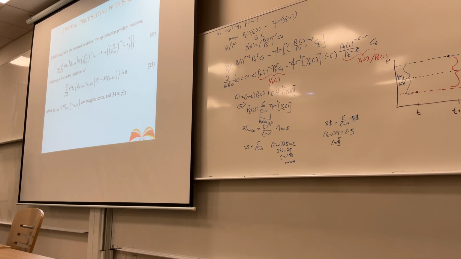Okay, so we can substitute in the demand function like we did for the flexible price case. So we have our price times the quantity, this is the revenue, with our demand function in equation 22. And now we take the first order condition, and we get equation 23.